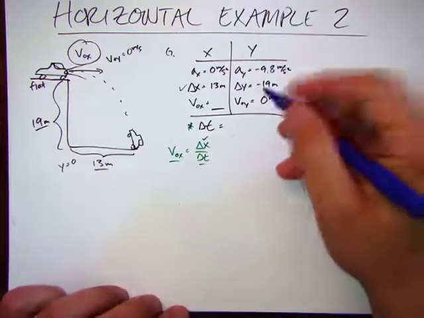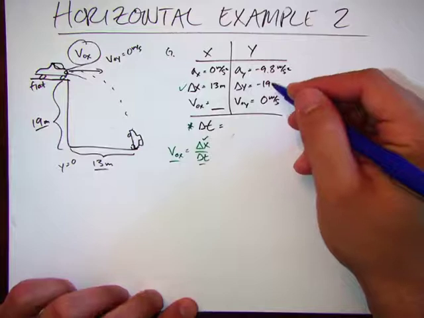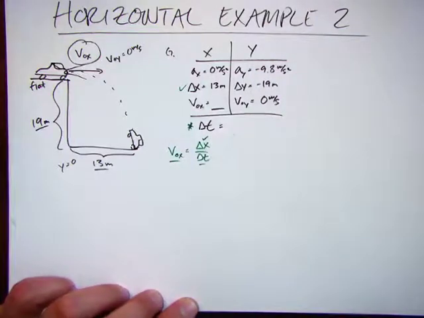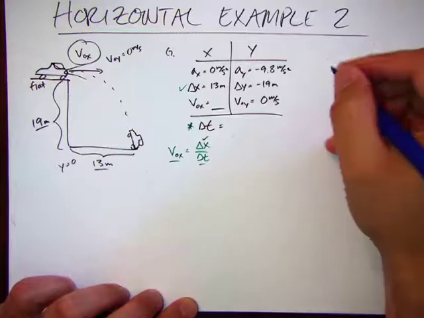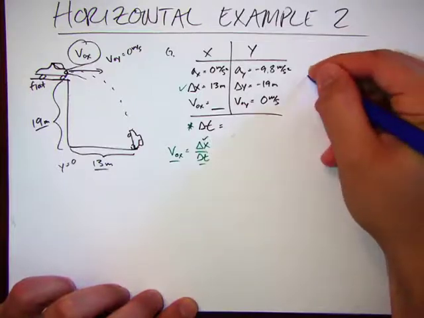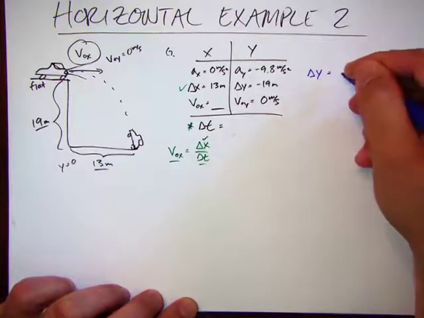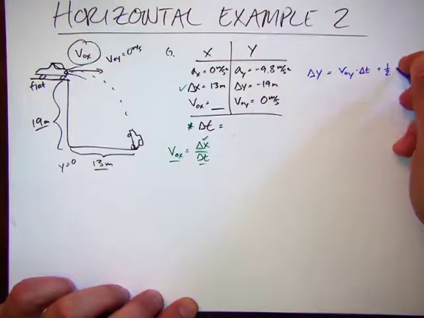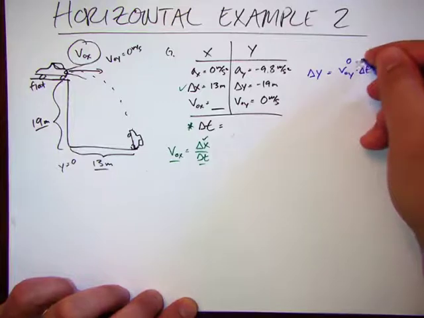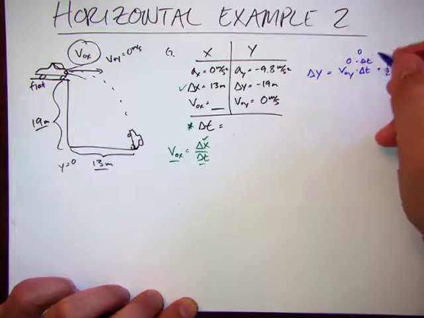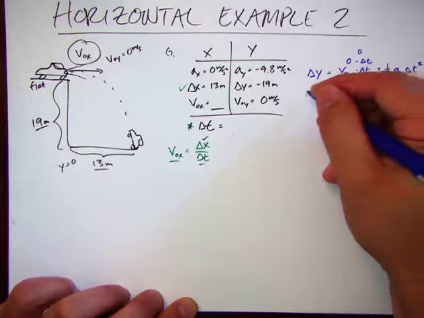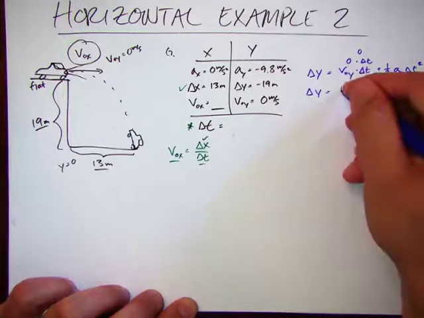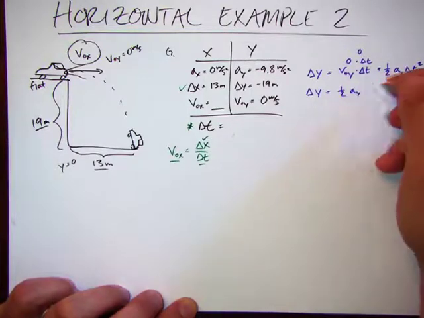I know my initial Y velocity is 0, delta Y is negative 19, A sub Y is negative 9.8. Can I find delta T? Yes, I can go back to the second equation again. So in this case, delta Y is going to be V naught Y delta T plus 1/2 A sub Y delta T squared. Once again, this is 0, which you'll see makes these problems much easier. So delta Y is 1/2 AY delta T squared.